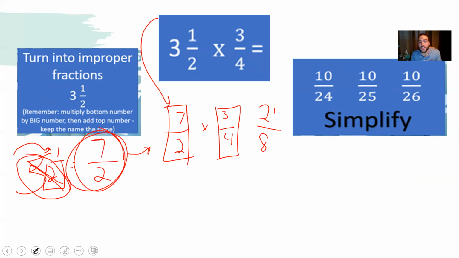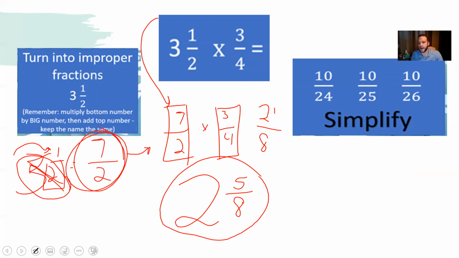How many 8s are in 21? Well, 8, 16, 24. Oh, you can't take out 3 groups of 8 because that would mean you need 24. We don't have 24. We have 21. So we could take out 2 whole groups. That would be 16. So number 17, 18, 19, 20, and 21 are left over. So that means we have 5 left over. So that answer is 2 5/8.